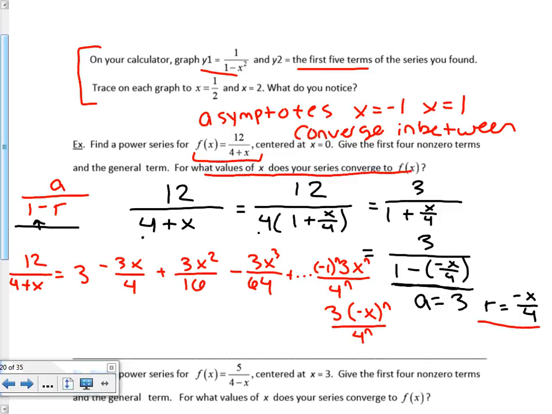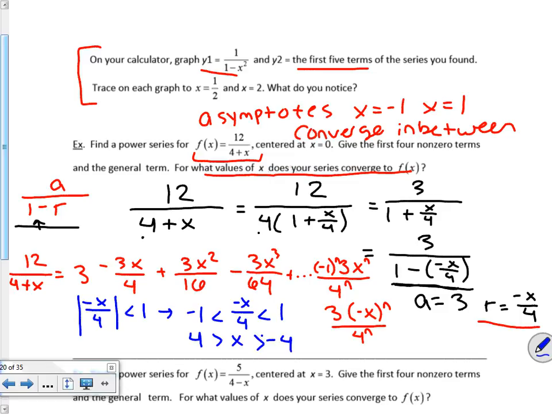So again, we are looking for when the absolute value of r, so the absolute value of negative x divided by 4, is less than 1. Now in solving this, I want to get rid of the absolute value by establishing two cases. And if I multiply everything by negative 4, I have to change all the signs and flip the inequalities. So I will get 4 greater than x greater than negative 4.